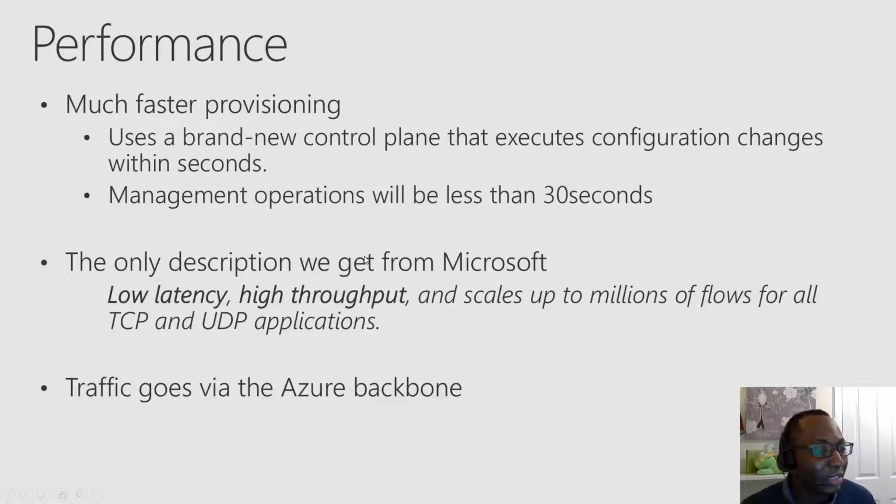In terms of performance, we don't actually get numbers from Microsoft, but what they do say is that it's low latency and high throughput, and it can scale up to millions of flows for TCP and UDP applications. So they have this highly available, low latency, high throughput infrastructure setup that's automated and doing the load balancing across multiple nodes for multiple users. It's important to note that traffic goes through the Azure backbone, which is very high speed. So it's not transferring over anything beyond Azure.